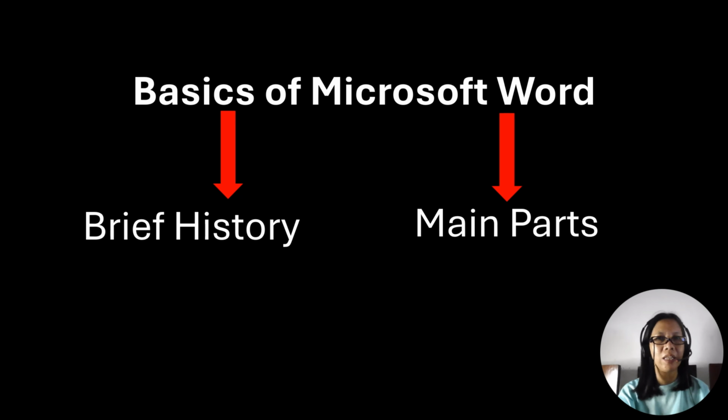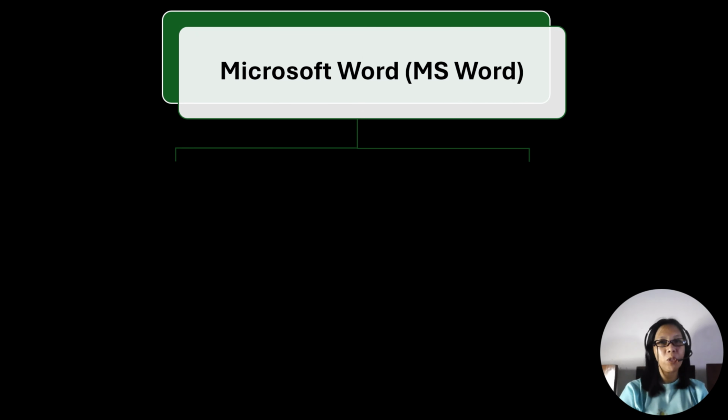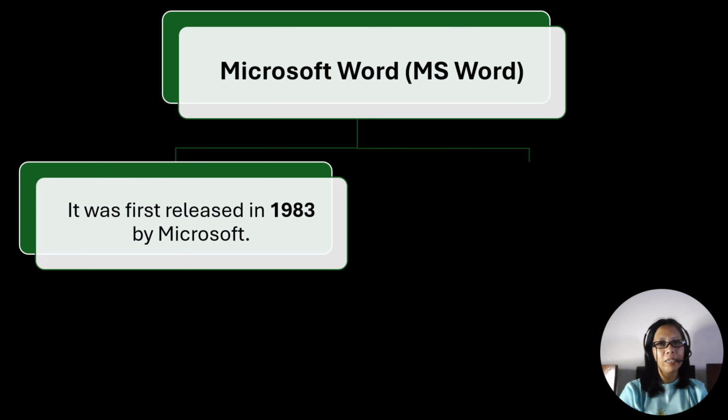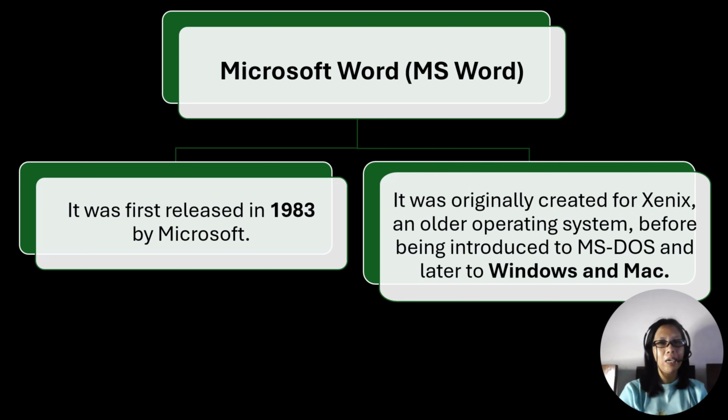So let's get started. Microsoft Word, or simply MS Word, was first released in 1983 by Microsoft. It was originally created for Linux, an older operating system, before being introduced to MS-DOS and later to Windows and Mac. Over the years, Microsoft Word has evolved with many features that make creating and editing documents easier. Today, it is a powerful tool used in offices, schools, and even for personal projects.